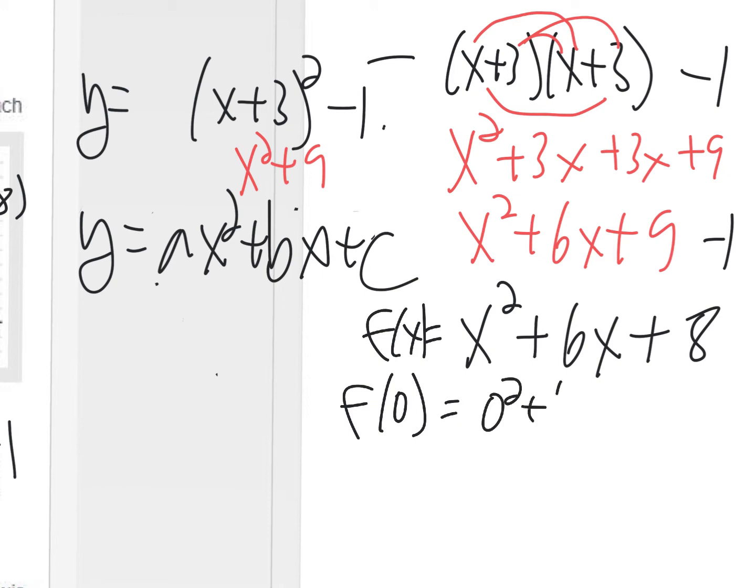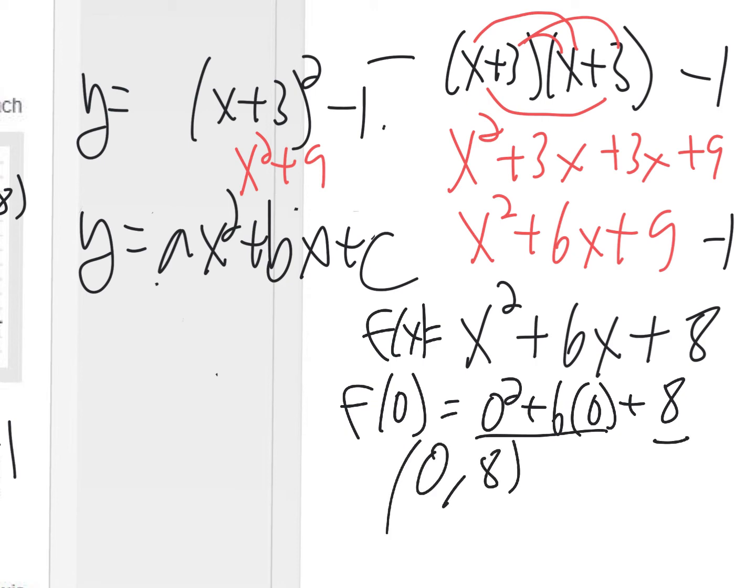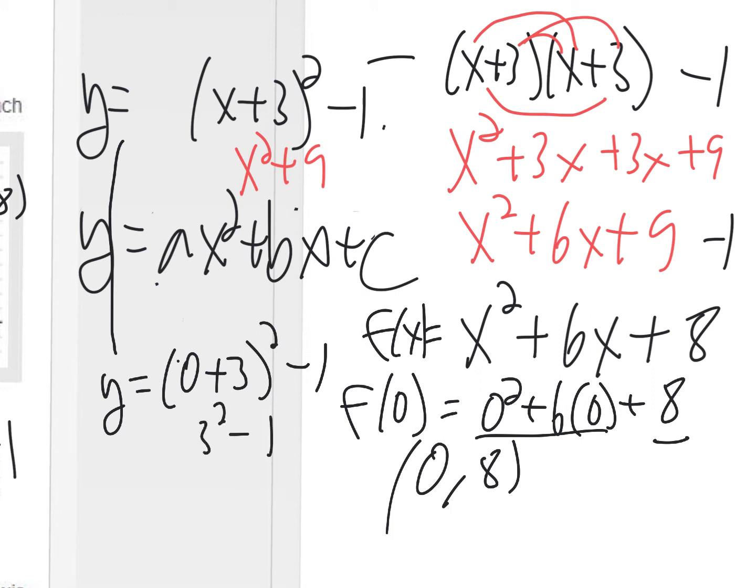So 0 squared plus 6 times 0 plus 8. Well, that's all 0, and there's the 8. So it looks like the graph was right. I was able to read that graph correctly. You could go back and find the y-intercept here. If y equals the absolute value of 0 plus 3 squared minus 1, well, isn't that 3 squared minus 1, which is 9 minus 1, is also 8. So you don't have to have that expansion done.